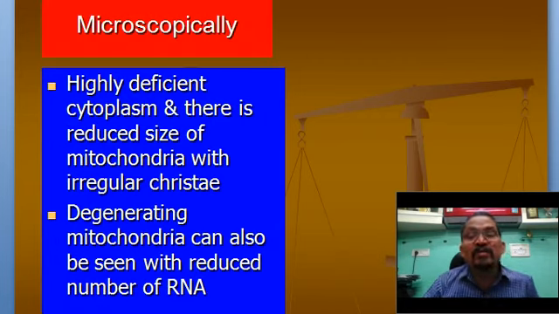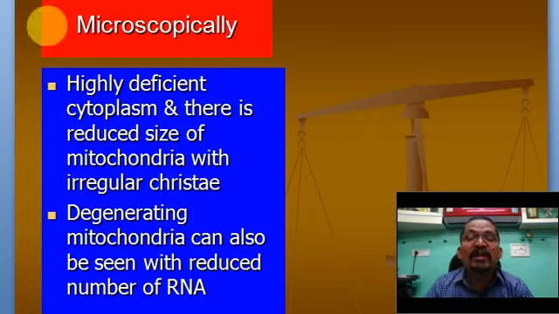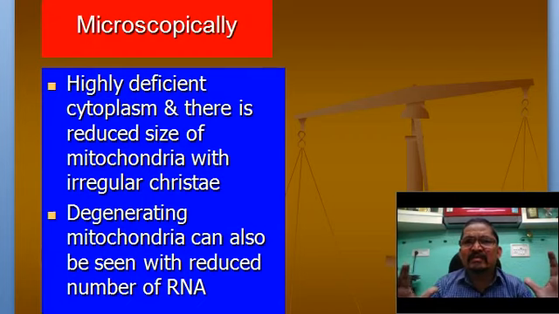And about the microscopical appearance: microscopically, the CA cells have highly deficient cytoplasm. The cytoplasm is very poor, and there is reduced size of mitochondria with irregular cristae. The size of the mitochondria is too small for the cell, and degenerating mitochondria can also be seen, with a reduced number of RNA. So from all these properties, the histological report tells us whether the given specimen is malignant or not, either benign or malignant, depending on the histological or microscopical peculiarity. And finally, let us see how all these changes affect our cell.